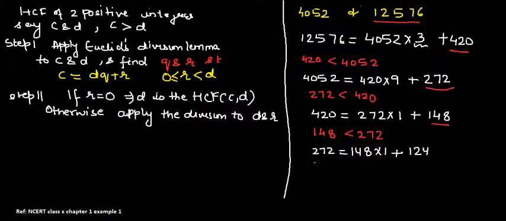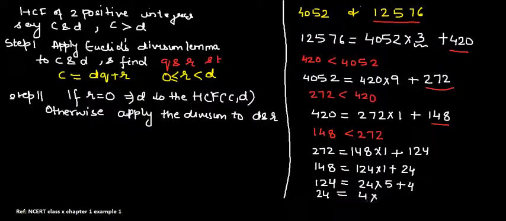Now again we'll have to apply it. So 148 equals 124 into 1 plus the remainder, which turns out to be 24 this time. Again we have a remainder, so we reapply it, and you get 124 equals 24 into 5 plus 4. Now this would be the last step of applying it: 24 equals 4 into 6 plus 0. Finally we have the remainder 0.